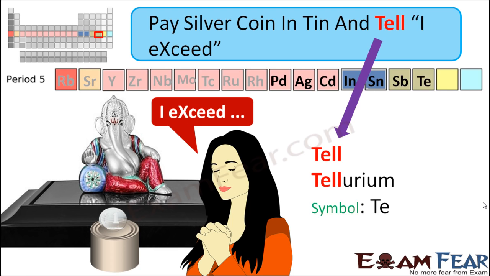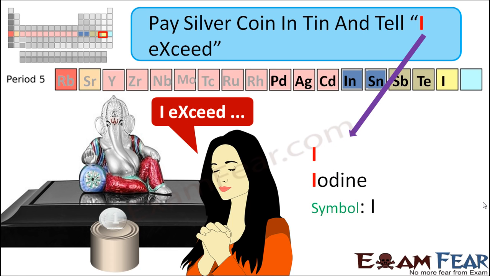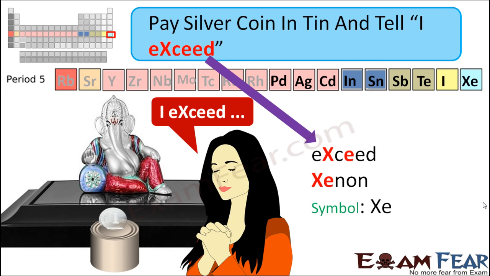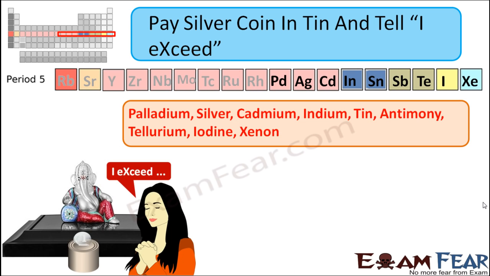Tel reminds of tellurium. I reminds of iodine, and exceed reminds of xenon with symbol Xe. So basically when you look at exceed, it reminds you of Xe, and Xe is the symbol of xenon. So our memory tip for second half of period 5 would be pay silver coin in tin and tell I exceed.